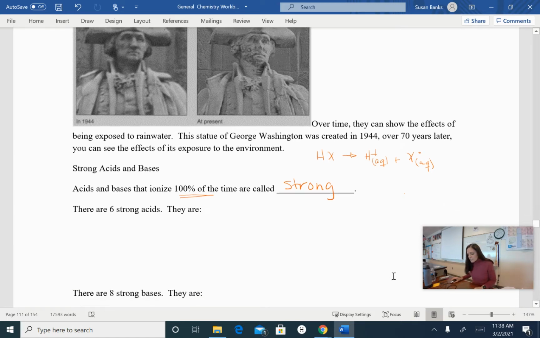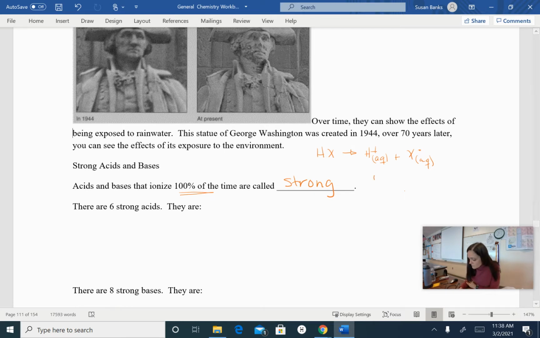Okay? If I did this with a base, remember bases have hydroxide ions, the OH ions. If I put them into water, I would have the metal ion, and I would have the hydroxide ion separated from each other, free floating in the water. So strong acids and strong bases, when I dissolve them in water, they separate to make their ions. So they ionize 100% of the time. That's what makes them strong.